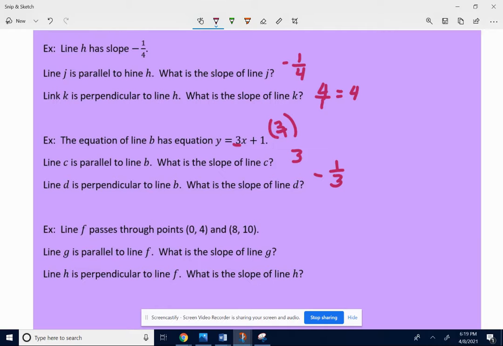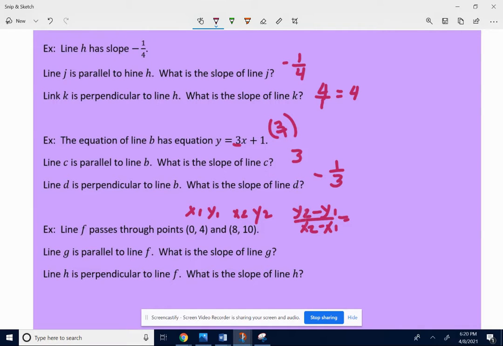Last one. Line F passes through points (0, 4) and (8, 10). They're going to ask about a line parallel to that line and a line perpendicular to that line. But now you need to remember how to find the slope given 2 points. A couple ways I taught it. One way was thinking of one point as x1, y1, and the other point as x2, y2. And then the slope is y2 minus y1 over x2 minus x1.